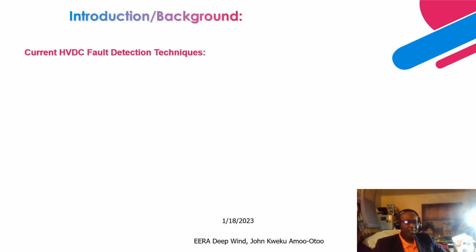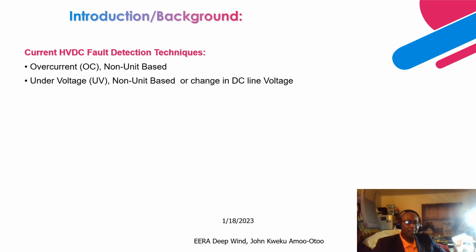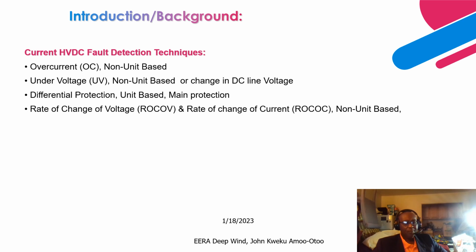Next, I'll talk about the current HVDC fault detection techniques that we have out there. The first one is overcurrent protection, which is non-unit based. Next is undervoltage, which is also non-unit based. Non-unit based means that it is localized at one end of the DC protection scheme. Next is differential protection. It is unit based, that is, it has protective relays located on both ends of the DC transmission system, and it is used as a main protection scheme. Next is the rate of change of voltage and rate of change of current. This is non-unit based and much more localized.